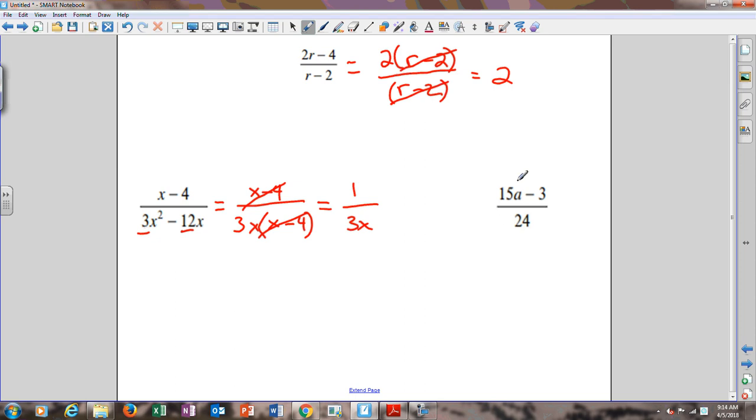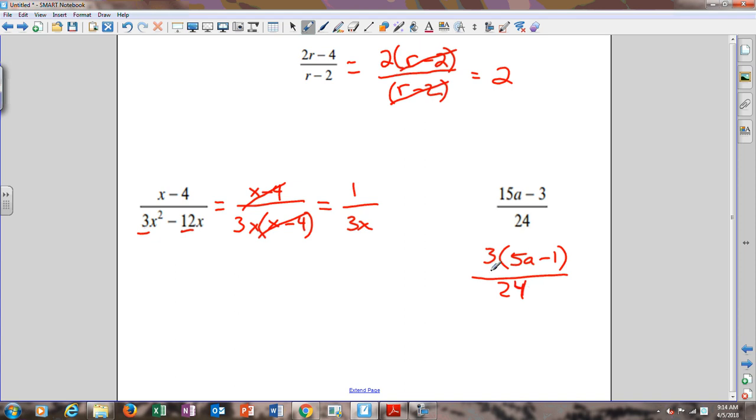Look at the next question. 15a minus 3 divided by 24. So you have to figure out what goes into 15a and 3. And that would be a 3. So you would be left with 5a minus 1, and then that's over 24.